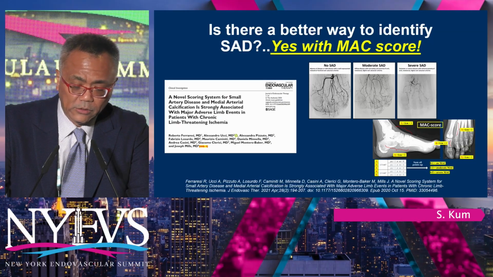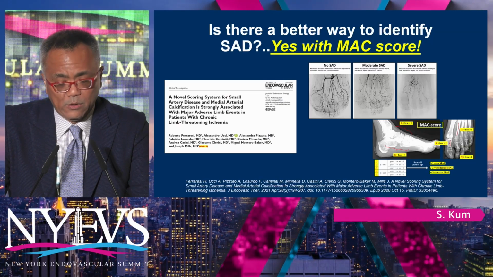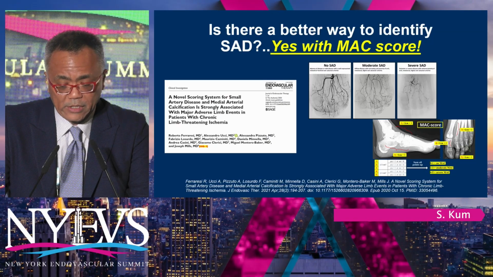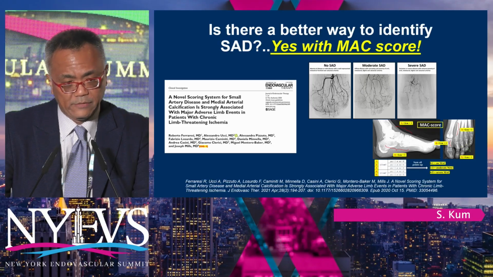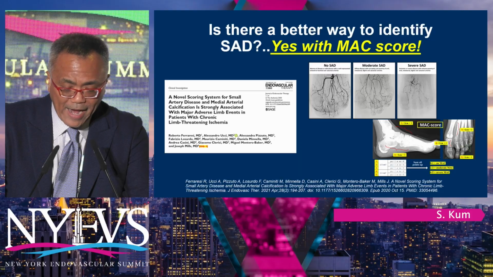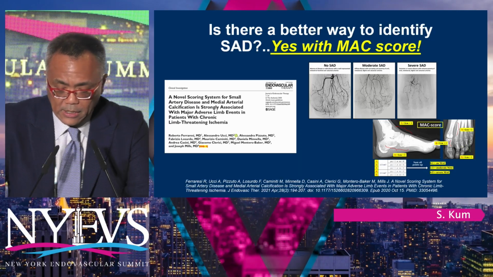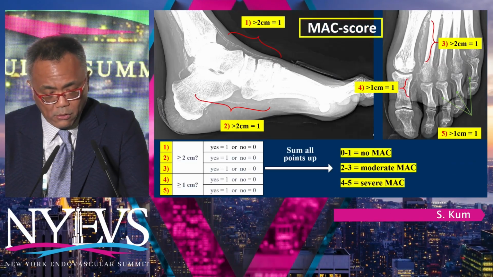So he sought to take a look: is there a better way that we can identify these patients without the subjective angiogram? And he decided to do a calcium score of sorts for the foot. This is what we call the MAC score, or medial artery calcification. And this is a pretty simple score.